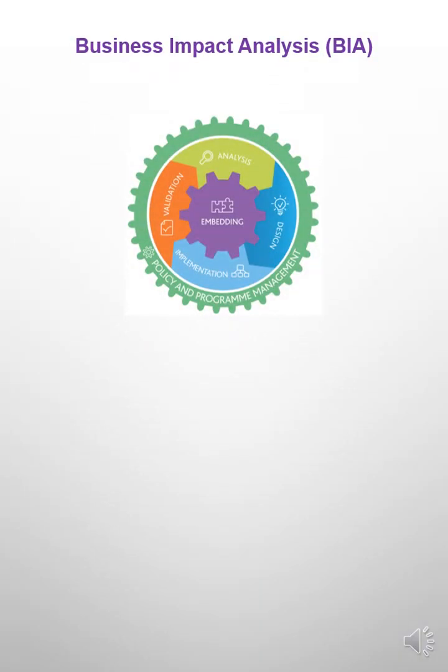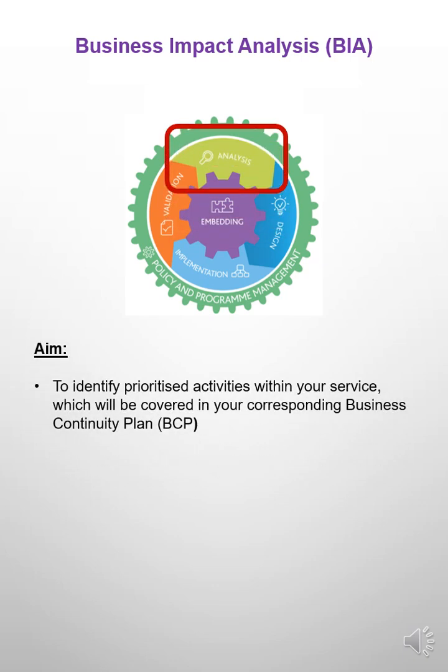Let's begin with the Business Impact Analysis. The Trust bases its Business Continuity Management Programme on the Business Continuity Institute Good Practice Guidelines. This provides a clear methodical process for implementing business continuity. The stages of this can be seen in the model on screen. The document we will now run through helps to implement the analysis stage of the process by identifying critical functions within your service, which will then be covered in your plan.